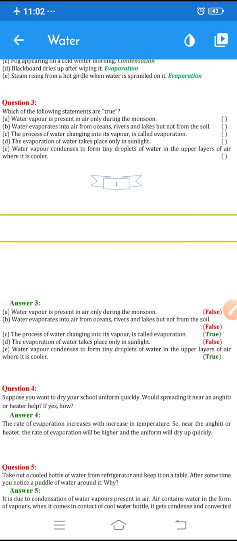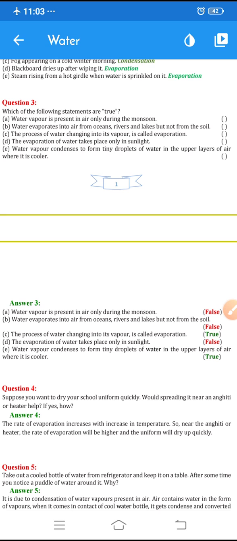Third one, the process of water changing into its vapor form is called evaporation. The process of water changing into vapor form. So the process of changing water into its vapor form is called evaporation. Yes, it is true.